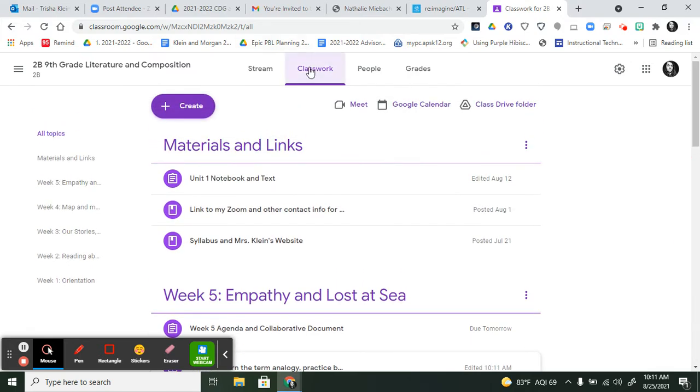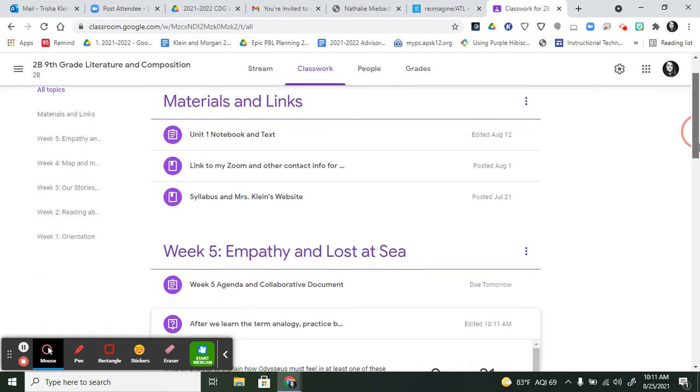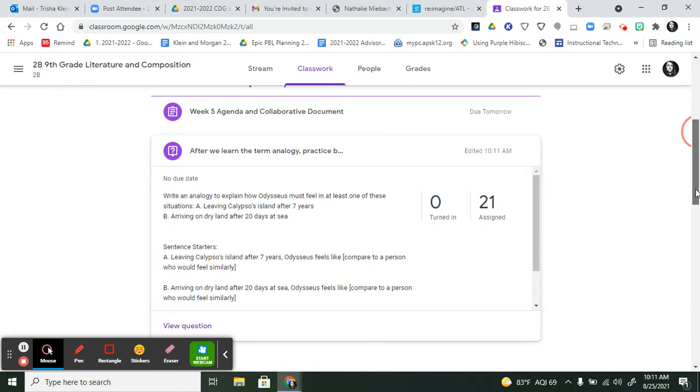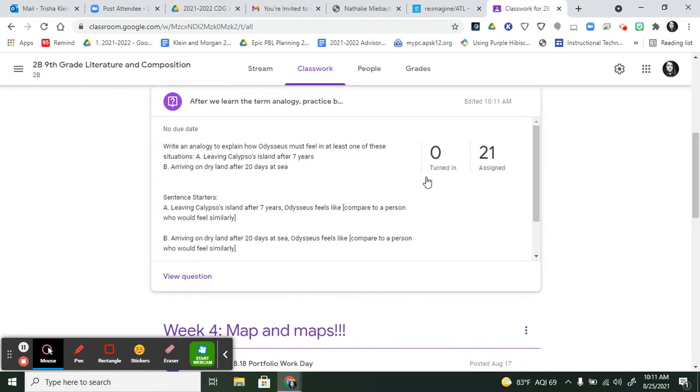If you go to Classwork and then to Week 5, Empathy and Lost at Sea, there is an assignment with a question mark because it's a discussion question where you will type an answer. What I'm asking you to do is write an analogy to explain how Odysseus would feel in one of two situations. I've given you a sentence starter to help you come up with your analogy.